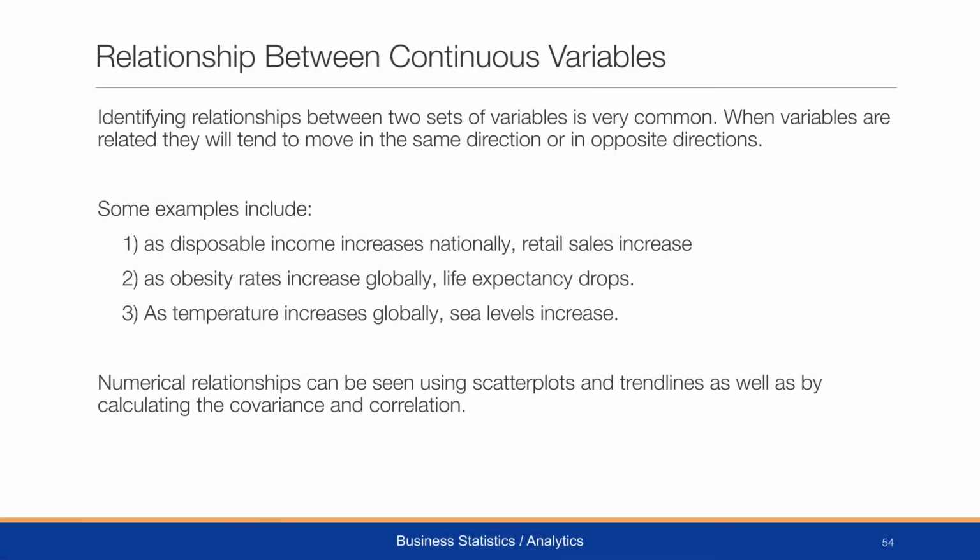Some other examples include, as disposable income increases nationally, retail sales increase. As obesity rates increase globally, life expectancy drops. That might be a negative relationship. As temperature increases globally, sea levels increase. Again, that would be a positive relationship. These numerical relationships can easily be seen by the scatter plots.